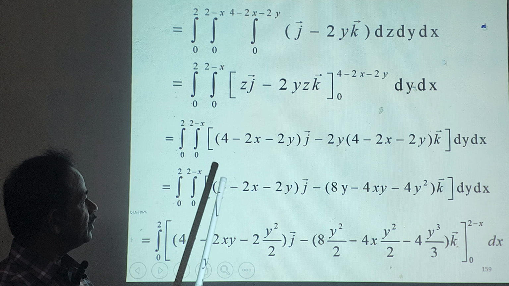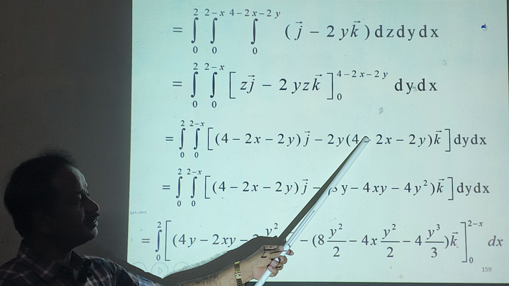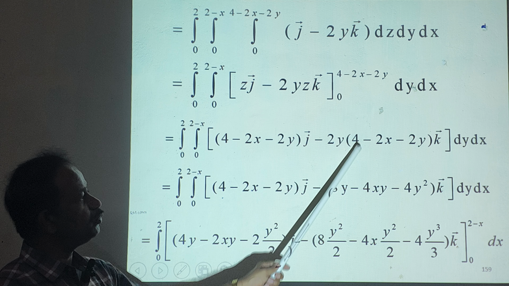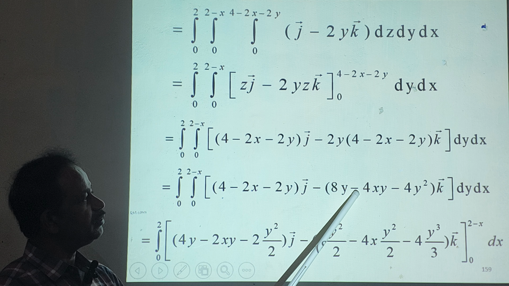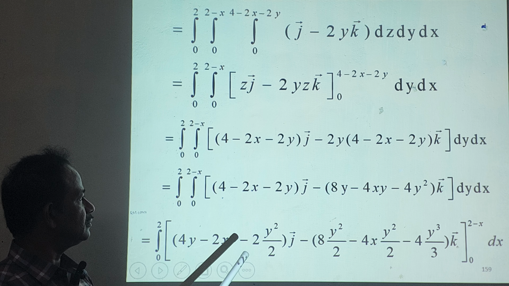Okay. Now the next one is just multiply 2y inside in the second expression. So we have 2 4s are 8y. So we have 8y minus 4xy minus 4y squared, k vector. Okay.